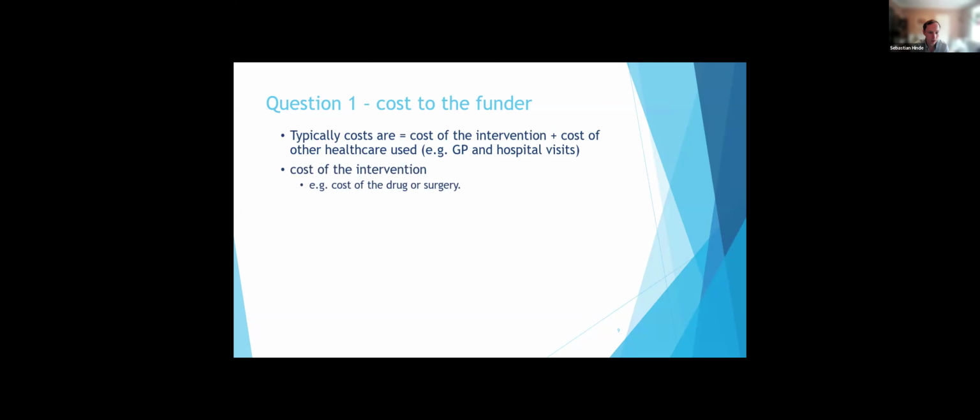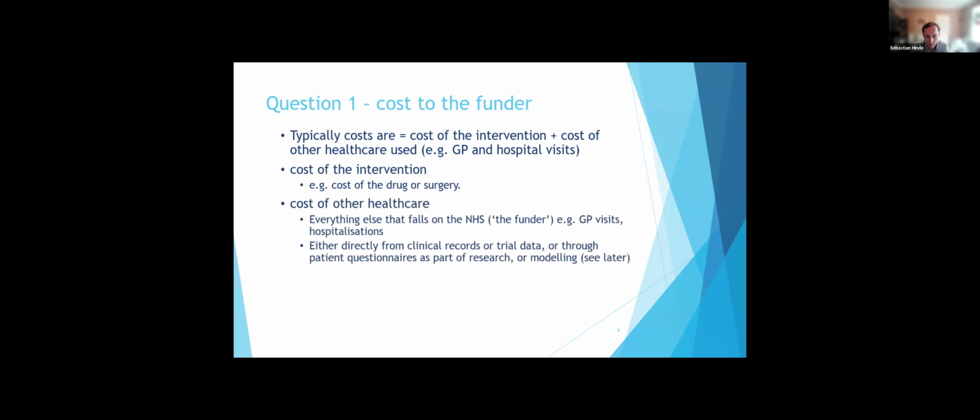So question one, cost to the funder. This is typically the nice, easy place to start. The costs are normally framed as the direct cost of the intervention, plus any costs of other healthcare use, so GP and hospital visits and so on. The cost of the intervention is the cost of the drug or the surgery up front. And then the other healthcare can be GP visits, hospitalizations, as I mentioned, and it can be calculated or estimated in a number of different ways, from clinical records or trial data or through patient questionnaires.